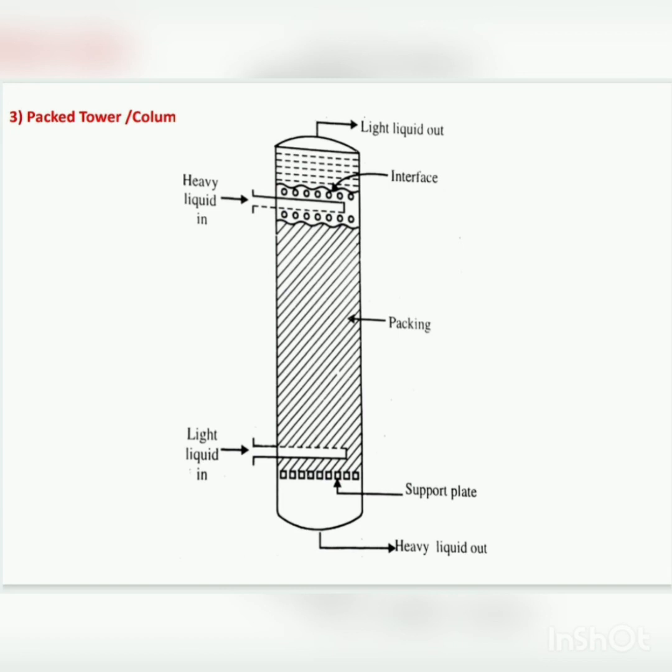A large portion of empty space in packings is filled with heavy phase which flows downwards. The light phase rises from the bottom and finally forms a liquid-liquid interface at the top. Light liquid then comes out from the top and heavy phase from the bottom. Packed columns are easy to construct. They can be made to handle corrosive liquids at reasonable cost.